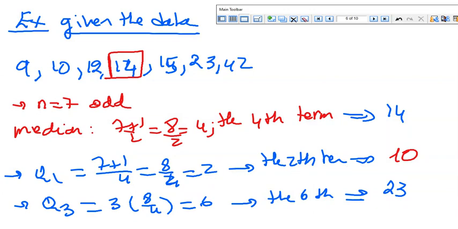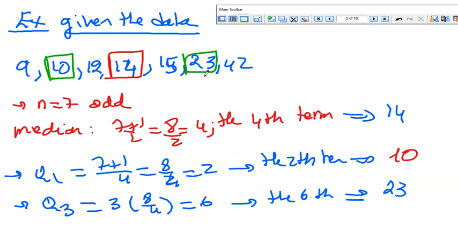It means the second term is going to be the first quartile. So this is my first quartile. Look, I have 25% of the data below it and the remaining are above it. Q3 is 3 times n plus 1 over 4. It means 6. The sixth term is going to be the third quartile. So 1, 2, 3, 4, 5. So that's it. I have 75% of the data below it.